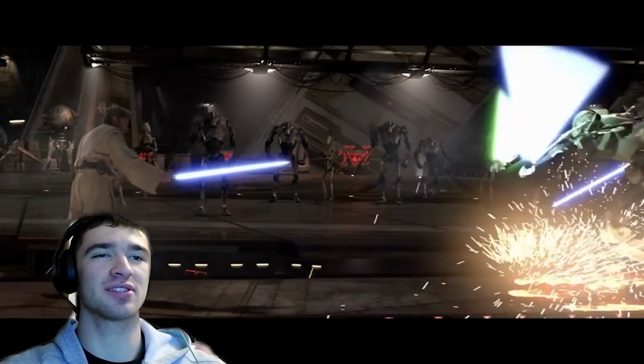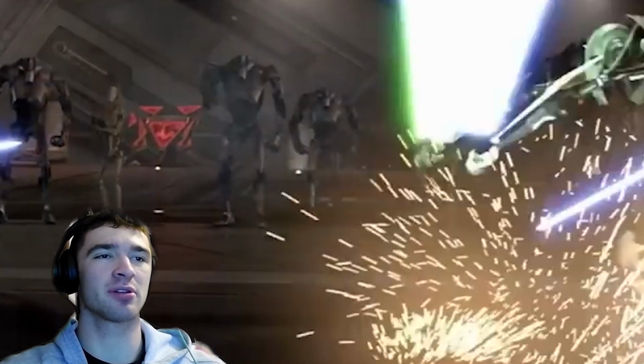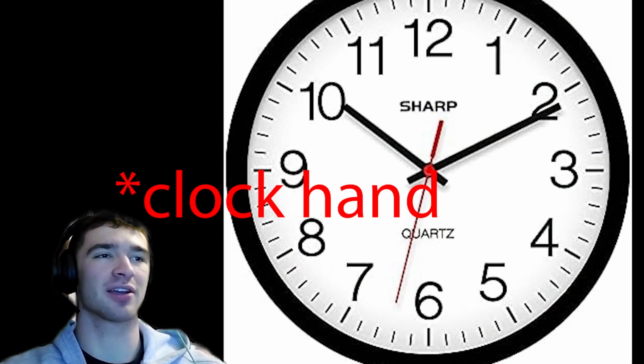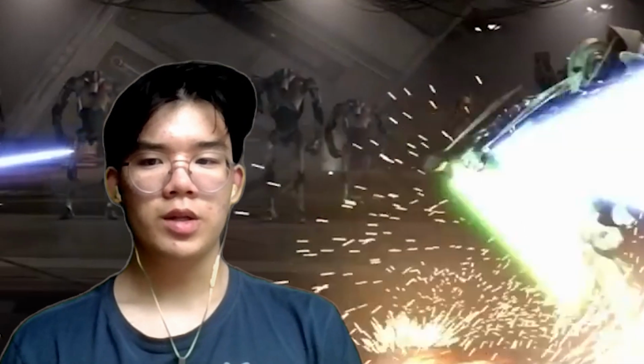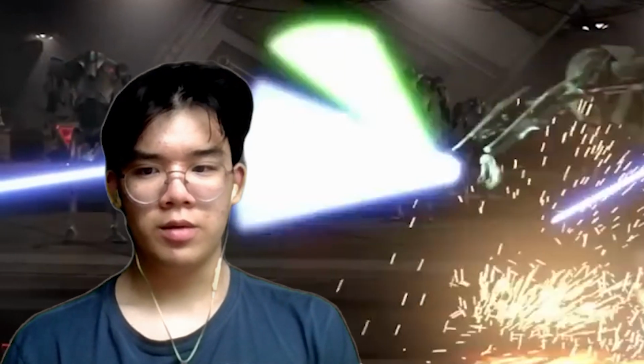We will choose this scene because the lightsaber moves in a similar manner to that of a hand clock, which can be measured as a sinusoid easily. We will be measuring the blue lightsaber closest to the screen.